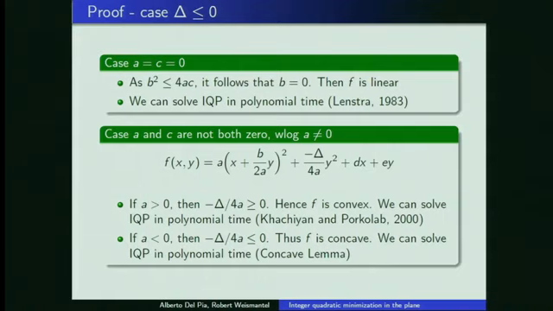And so now we can solve this problem with this Khachiyan and Porkolab algorithm. If a is negative, then this implies that also the second coefficient is less or equal to 0. And now we have here a negative coefficient in front of the squared terms, which shows us that this is a concave function. And so with the concave lemma, by computing the integer hull for the vertices and taking the best one, we can solve this problem. So that's the easy case.